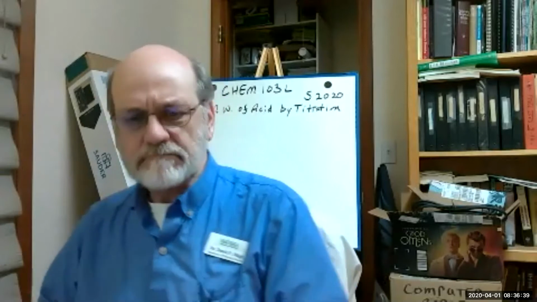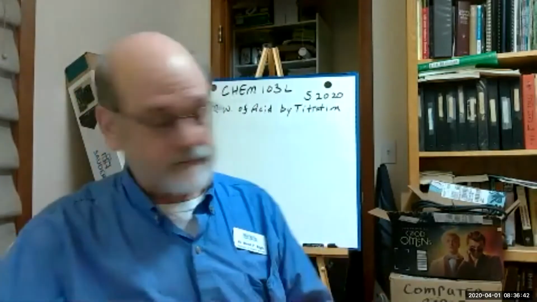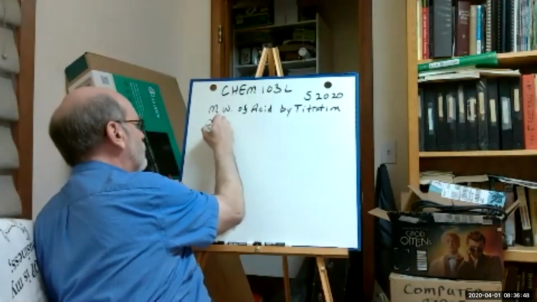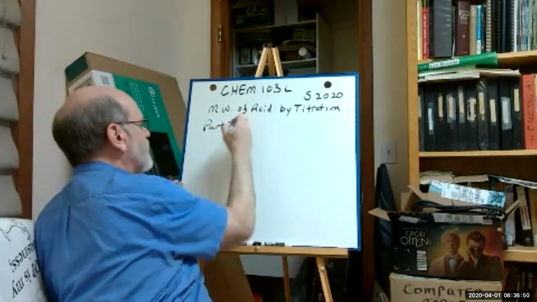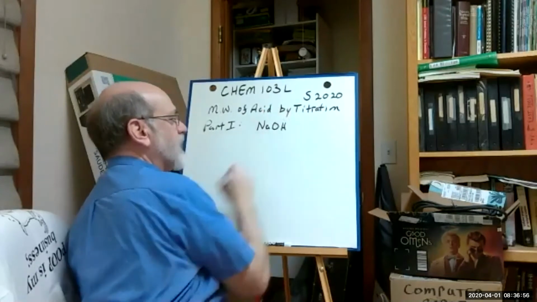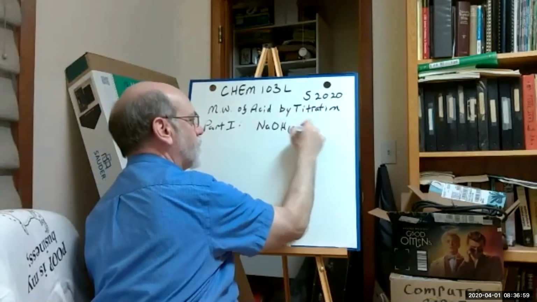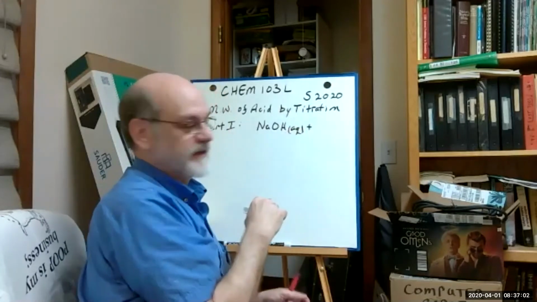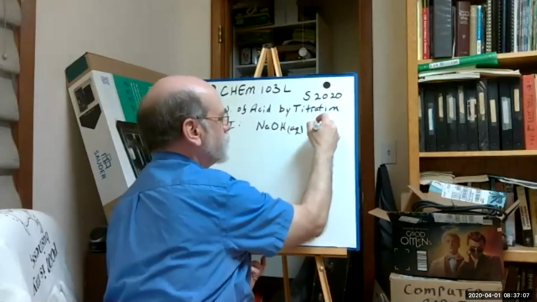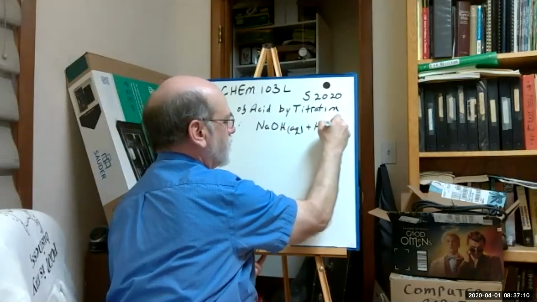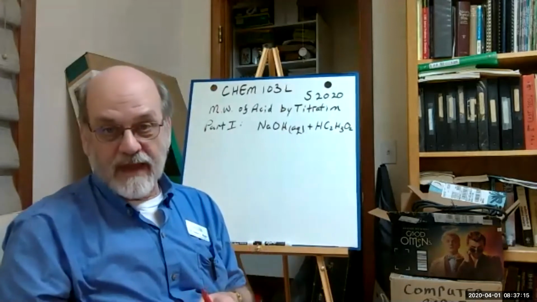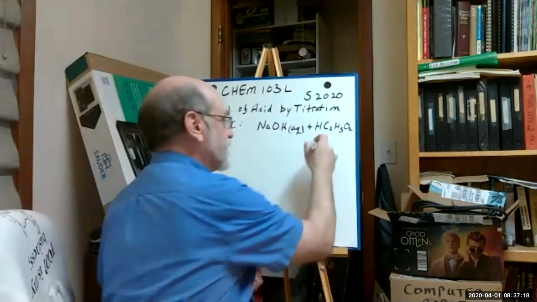Part 1, we will titrate. So for part 1, we're going to titrate our base, sodium hydroxide solution, plus an acid, which will be, and I'm running out of board space here, our acid, which is that one. And hopefully you'll recognize that as acetic acid.